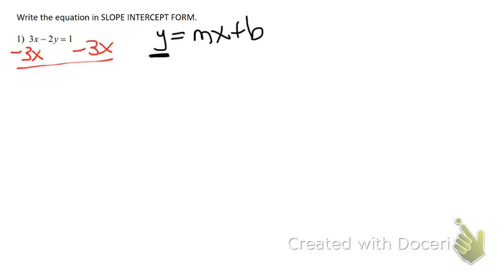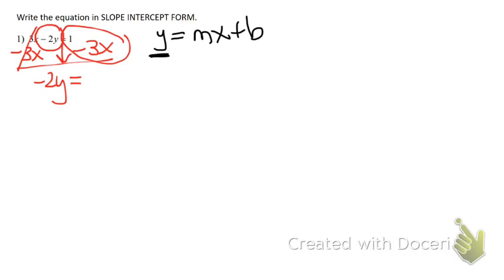Okay, now the 3x's cancel. Bring down the negative 2y. That negative is stuck to the 2. Bring down your equal sign. And now on the right side, notice the 3x turned to a negative. We just moved it over and it became a negative.